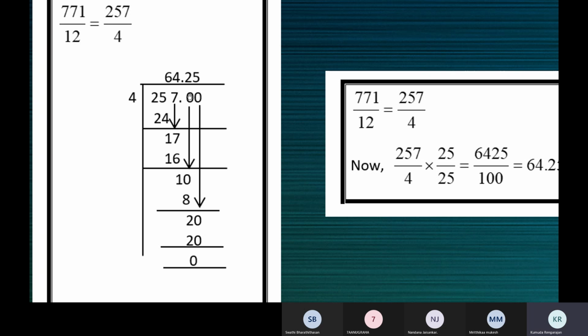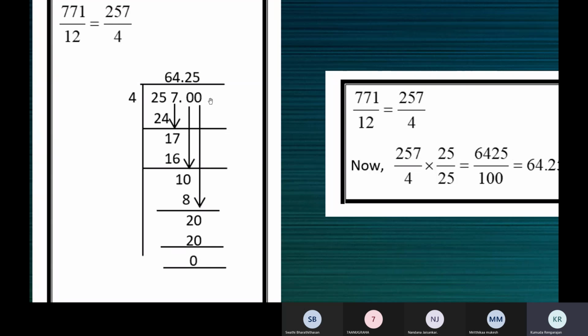I keep adding zeros whenever needed. Let me tell you what I did. I first wrote 257. I did not write 0.00. I did not write that. So I first wrote 257. 4 6 are 24. I first wrote only 257.